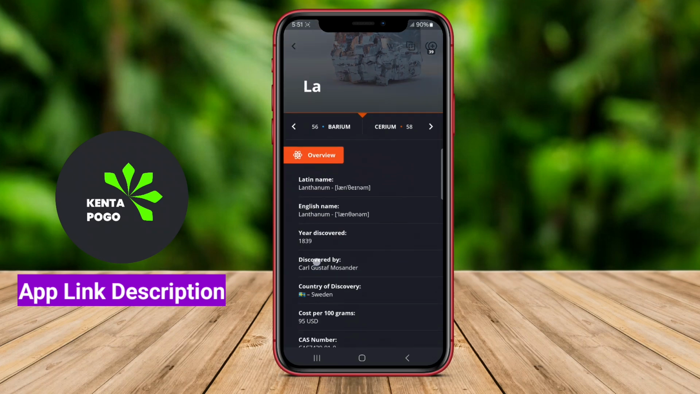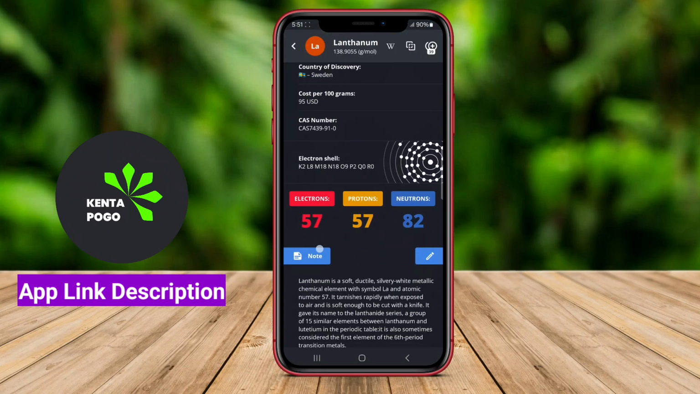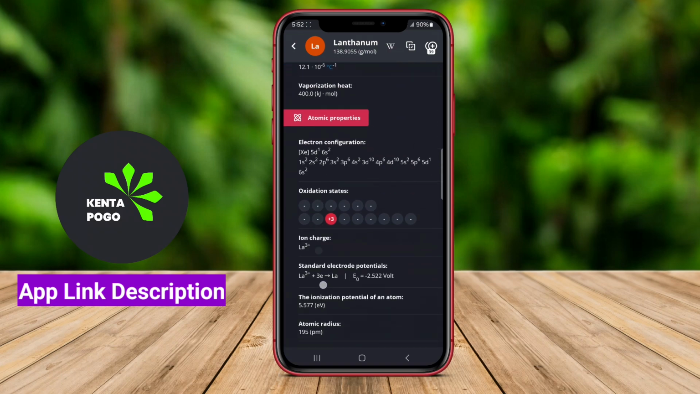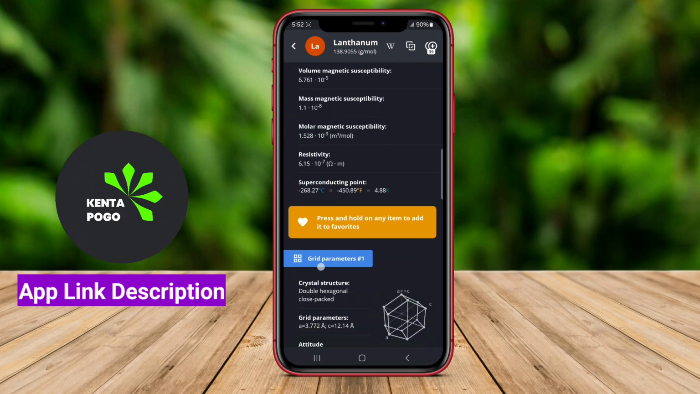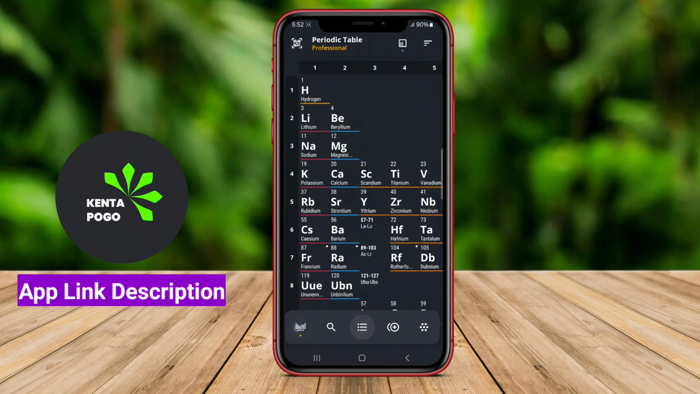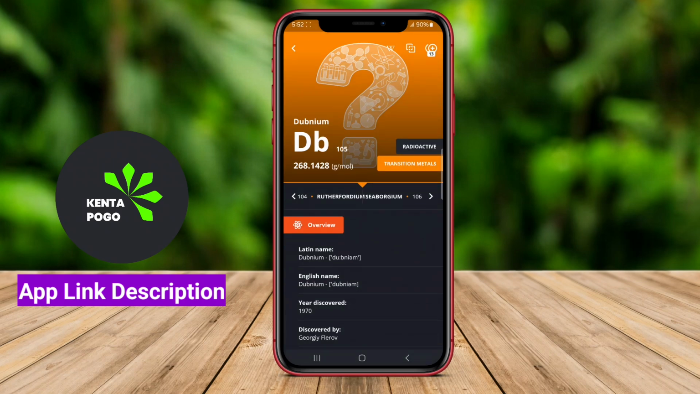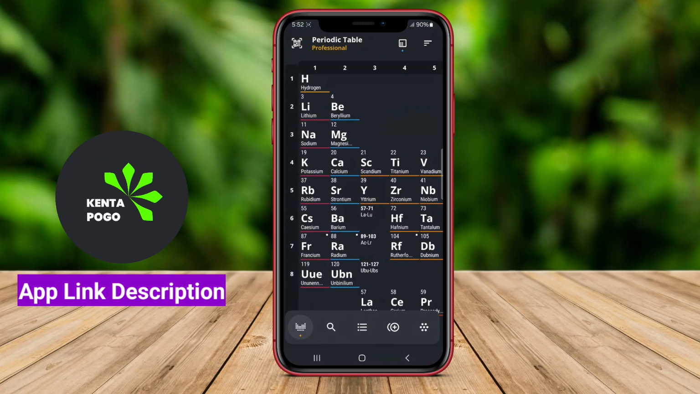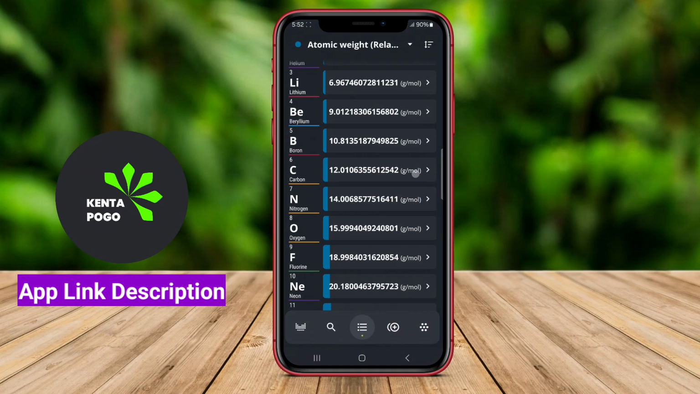category, and more. In addition to basic information, these apps typically offer educational resources such as quizzes and flashcards to enhance learning. Some may include periodic trends, historical contexts, and visual representations of electron configurations. The interface is usually user-friendly, making it accessible for students, educators, and anyone with an interest in chemistry.